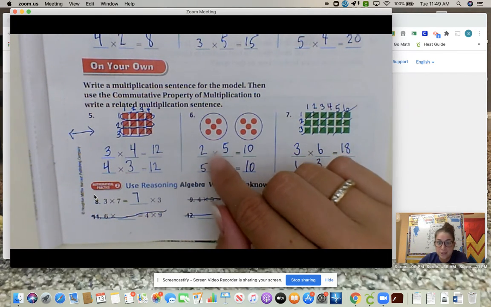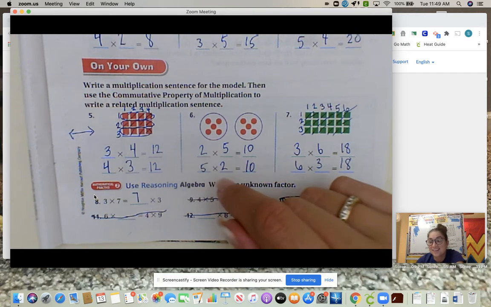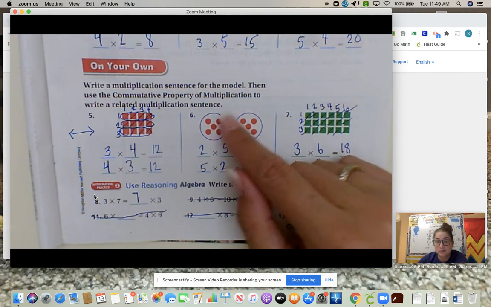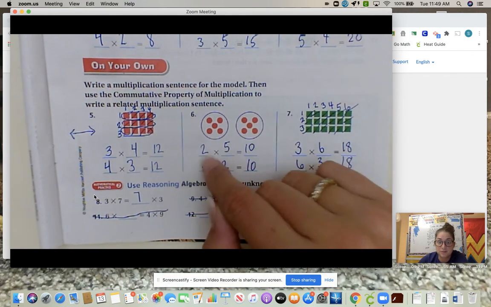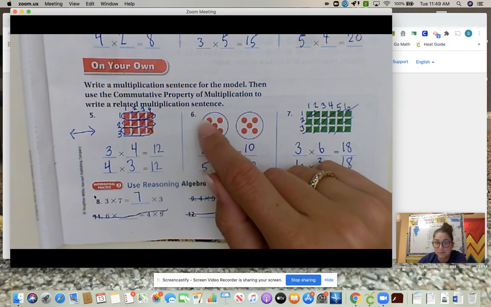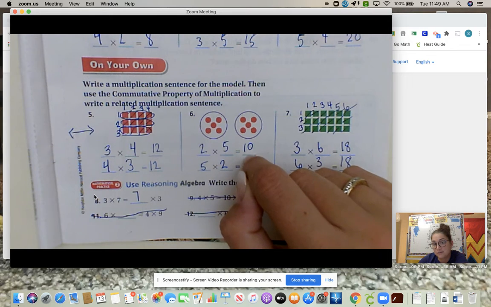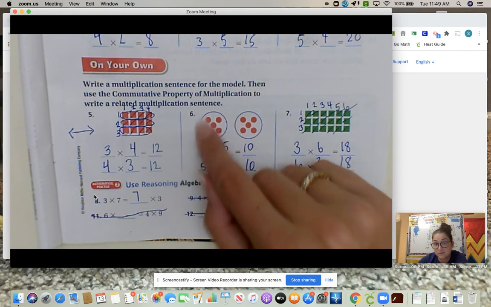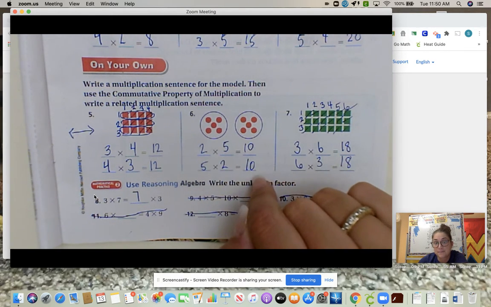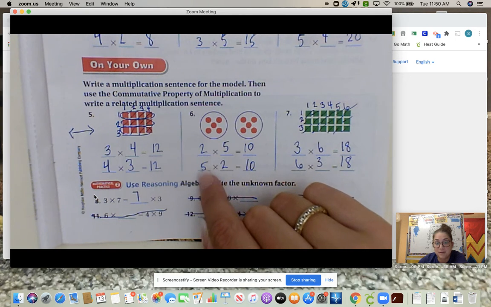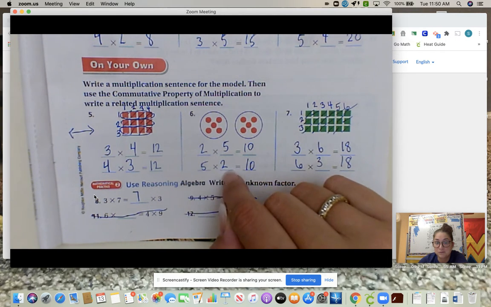Number 6, it's groups times number of objects in groups. So it's 2 groups, 1, 2. How many objects are in one group? 5. 1, 2, 3, 4, 5. How many total red dots do you have? You have 10. So 5 and 5. Flip it for the commutative property. 2 times 5 is the same as 5 times 2 equals 10.